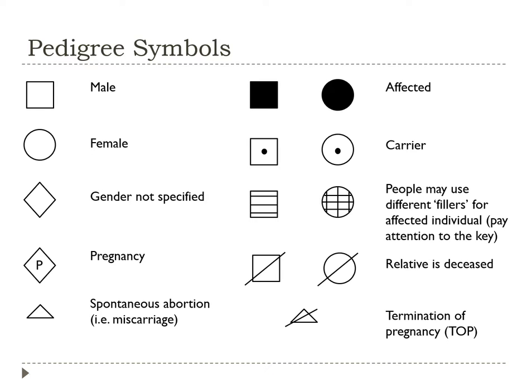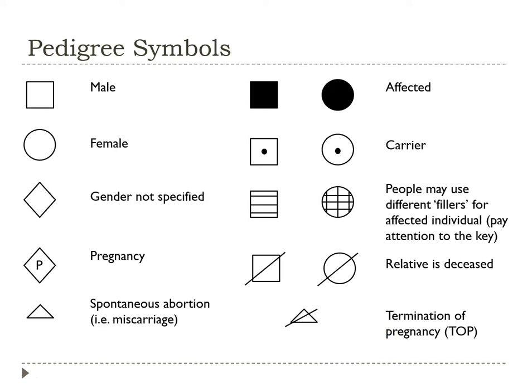So we're first going to go through some basics on symbols. A square is a male, a circle is a female. If the gender is unspecified, we use a triangle. If it's a pregnancy, we put a P in the middle. A spontaneous pregnancy loss is a triangle. Sorry, this is a diamond. And if there's a line through it, that means a termination of pregnancy.